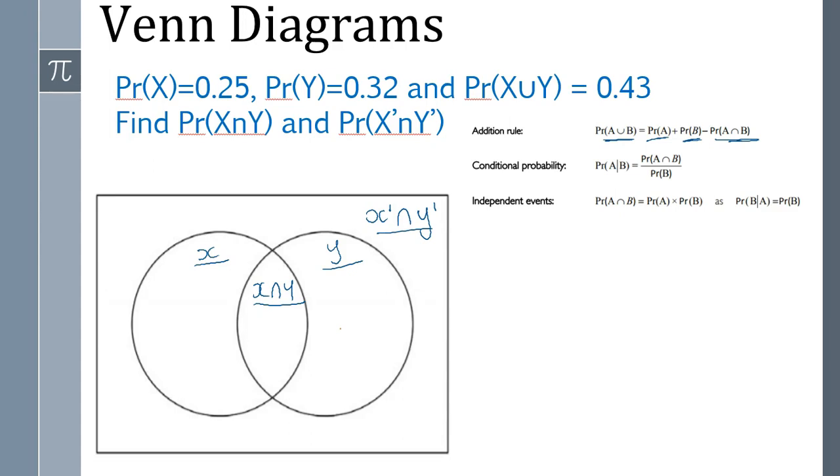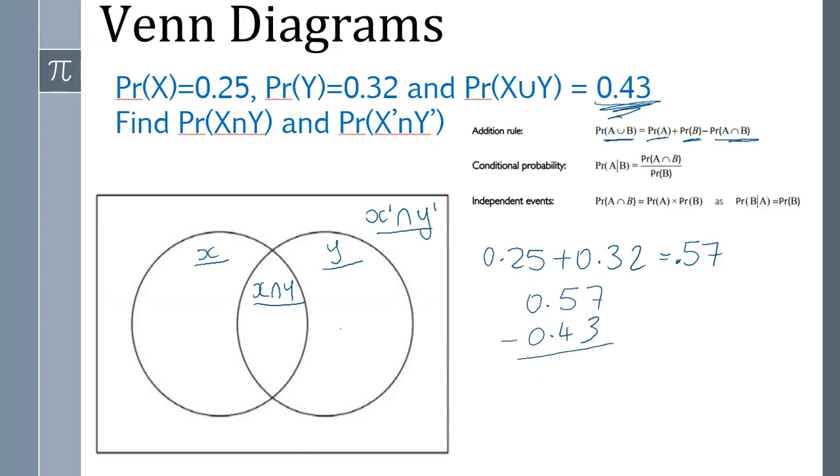So probability of x is 0.25, probability of y is 0.32. The problem is if we go 0.25 plus 0.32, we get 0.57. But it says that probability of x or y is actually 0.43. That means there's going to be an overlap. So we're going to go 0.57 take 0.43, and we're going to find out what this overlap is. And it's 0.14. So there's an overlap of 0.14.